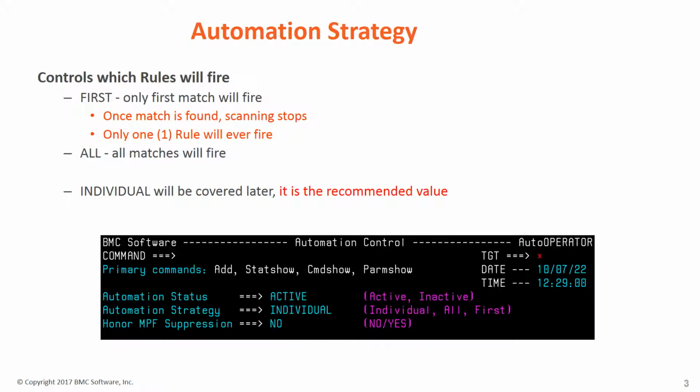If we specify a strategy of all, that says to Auto Operator, when you find that first match, keep going until you get through all of your rules, and then I want you to execute all of your matches. And then the third type of automation strategy is individual, which we'll talk about later.